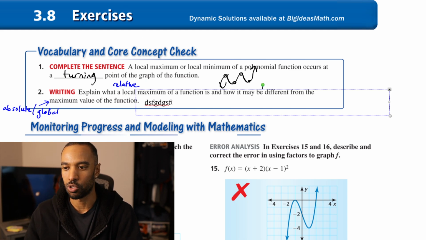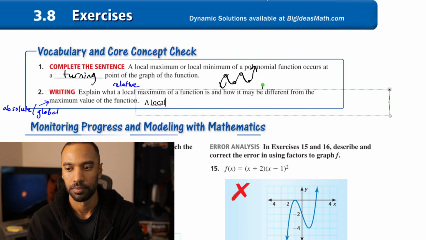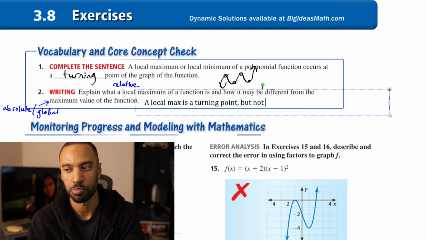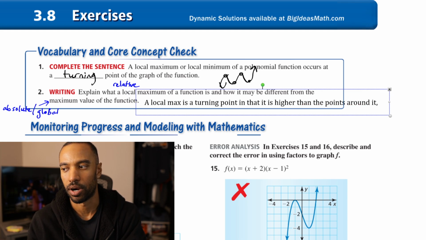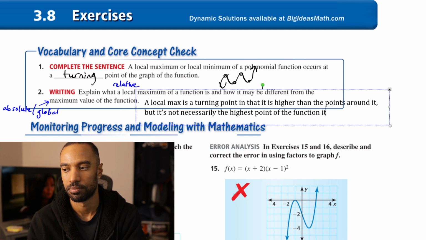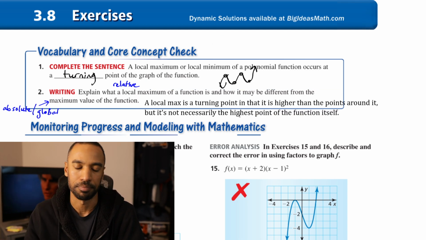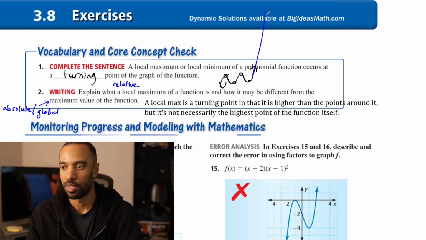Explain what a local max or min of a function is, and how it may be different from the maximum value of the function. So a local maximum is a turning point, but not necessarily the highest point of the function. Turning point in that it is higher than the points around it. It's where it goes from increasing to decreasing, but it's not necessarily the highest point of the function itself, like an absolute maximum would be. This graph that I just drew right here actually doesn't even have an absolute maximum because it goes up forever. It doesn't have one.